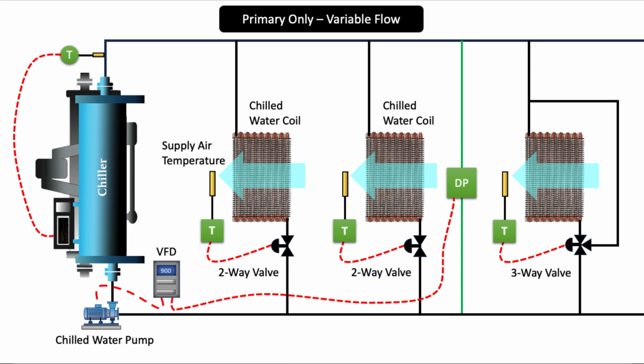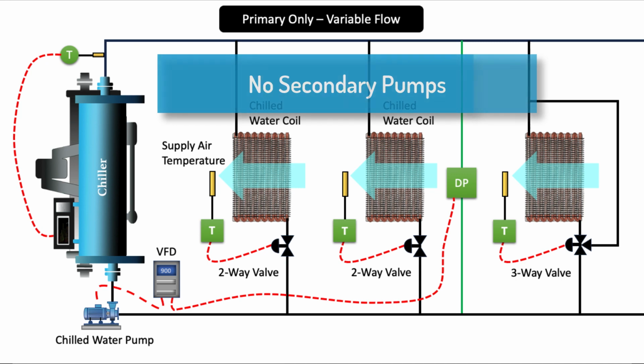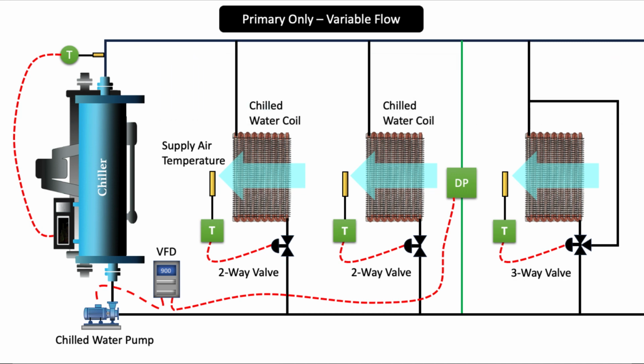Energy efficiency. The system's energy efficiency is enhanced by avoiding the need for secondary pumps and the associated energy consumption in a primary secondary system. The variable flow nature ensures that the system operates at optimal conditions, minimizing energy wastage.